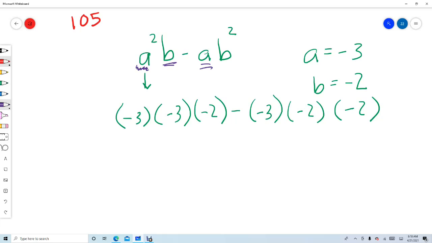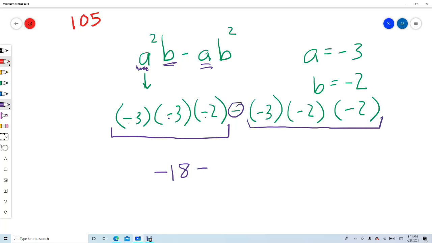All right, now we just have to do the math here. If you look at this, that's 3 times 3 times 2, that's 18. And we have 1, 2, 3 negative signs, we're multiplying 3 negative signed numbers. That's an odd number, that's negative. Drop this down. And then down here we have 3 times 2 times 2, which is 12. And again, we have 1, 2, 3 negative signs multiplied together. That makes that negative. So that becomes negative 18.